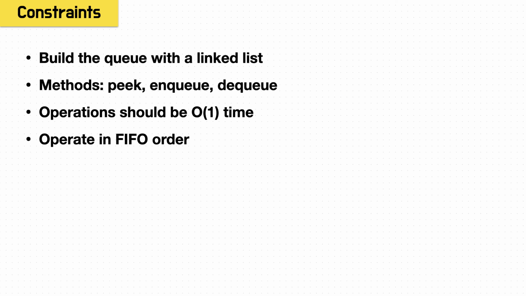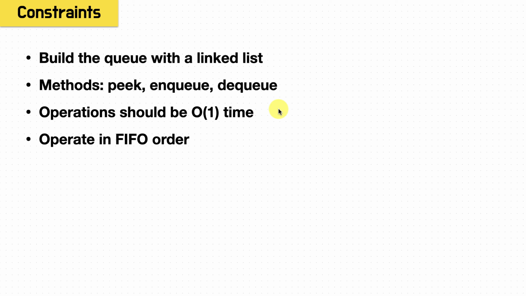Trey here, and in this lesson, we're going to implement a queue from scratch. The constraints on our queue are that it needs to be implemented with a linked list. The methods are peek, enqueue, and dequeue. All operations should be done in O(1) constant time, and this works perfectly with the linked list.